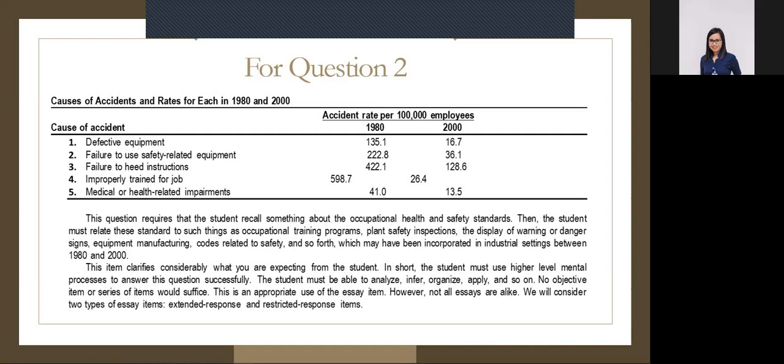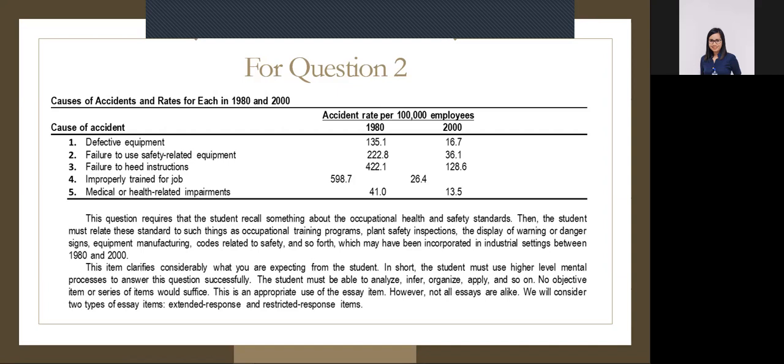Number 3, failure to heed instructions: in year 1980, 422.1, and year 2000, 128.6. Next is improperly trained for job: in year 1980, it has 598.7, and for the year 2000, 26.4. Lastly, medical or health-related impairments: in year 1980, it has 41.0, and in year 2000, 13.5.